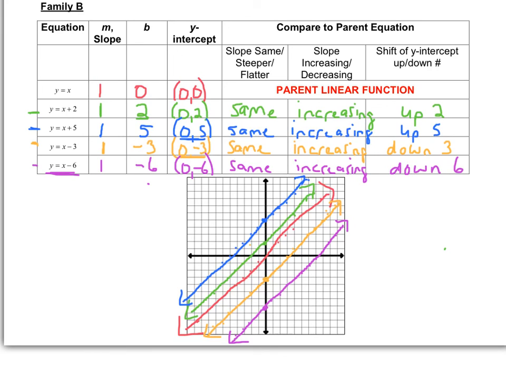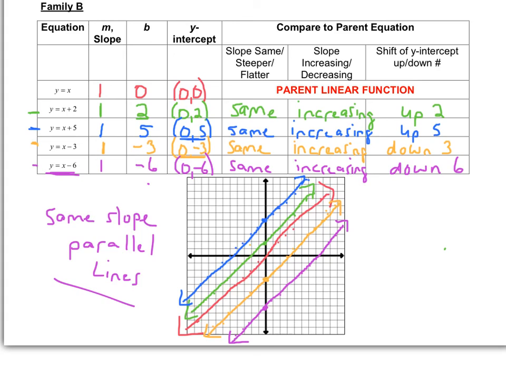So one thing you might notice, to summarize, is that if you have the same slope, you will have parallel lines. So if they have the same slope, you have parallel lines. And that's something we'll discuss a little bit more down the road.